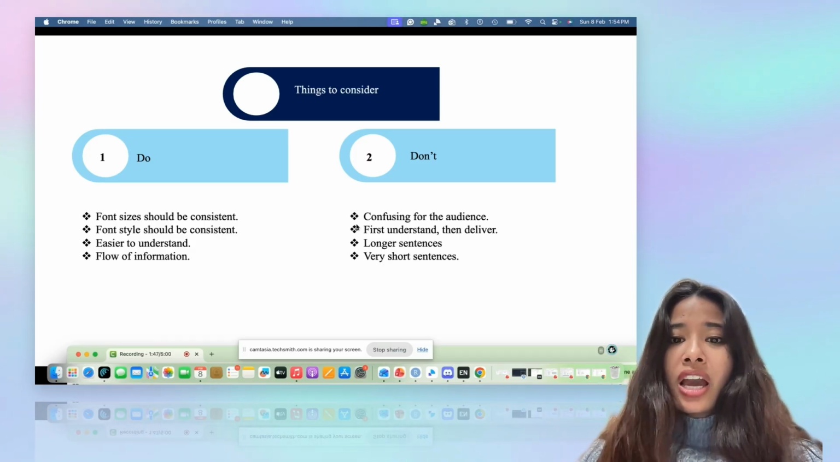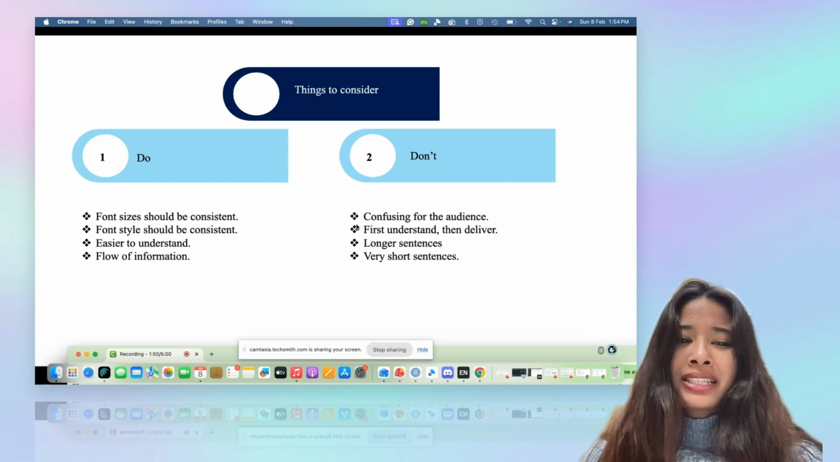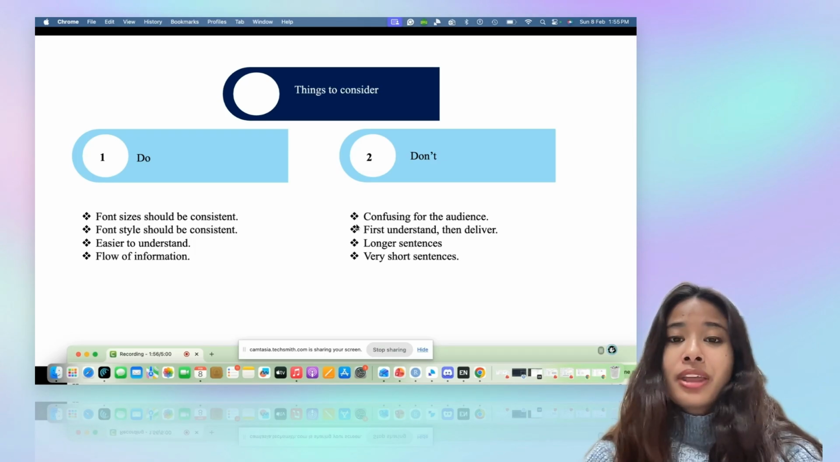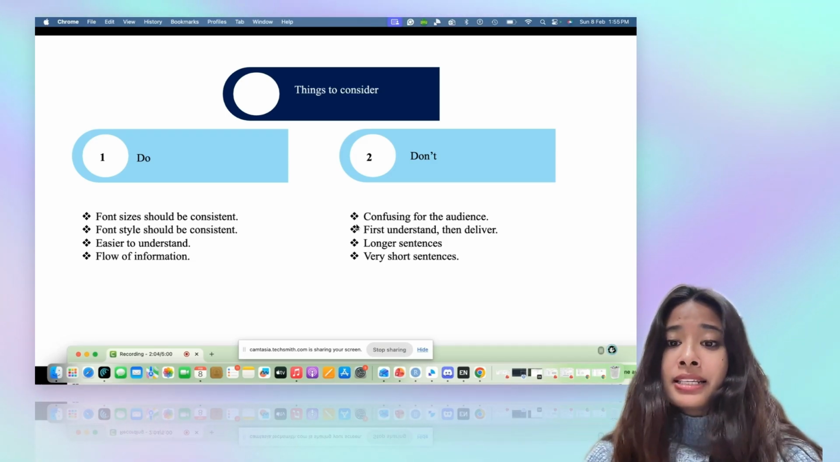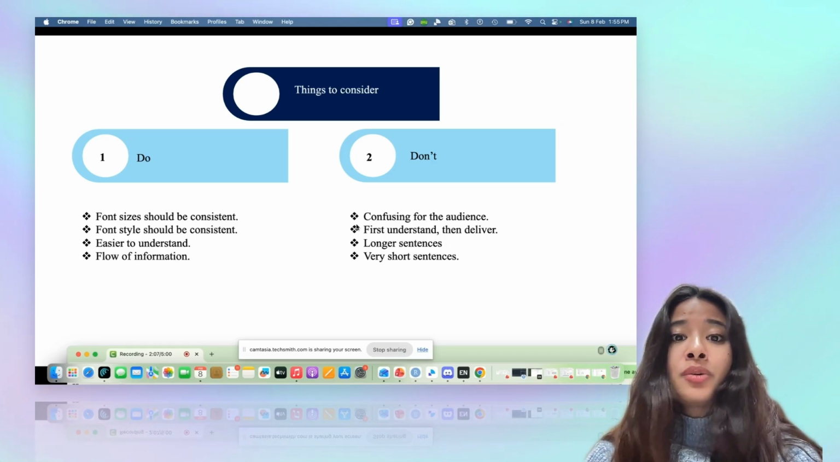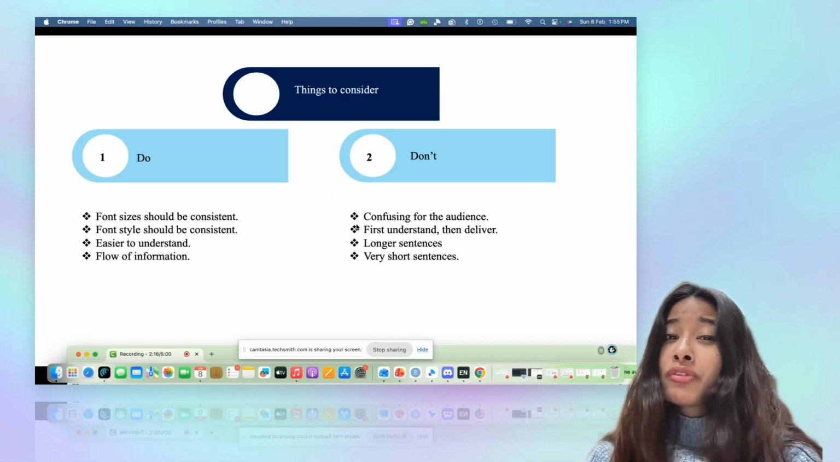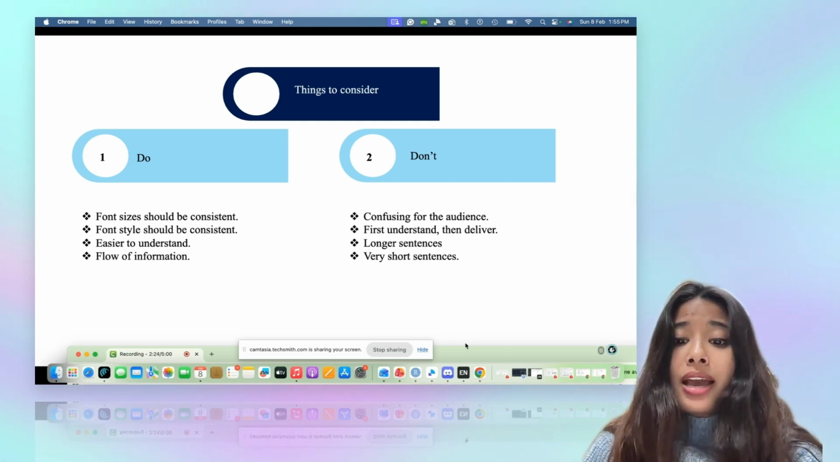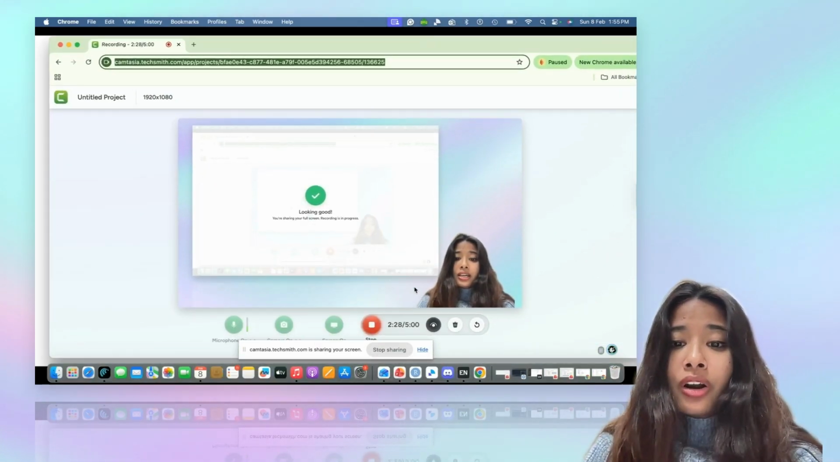And what are the don'ts? Don't make it very confusing for the audience to understand and read each and every line. It's very difficult to focus on everything at once. So you should make sure the audience, or the viewers, whoever is viewing a presentation, should not be confused. And the second part is, first understand and then deliver. First understand what you are trying to explain and then deliver that accordingly, right? And also please make sure not to have longer sentences in your presentation, which would be very boring for the reader to read. And also it should not be very short, and I'm also going to give some examples of these as well. Okay, so let's keep going. I think we are in a good flow.